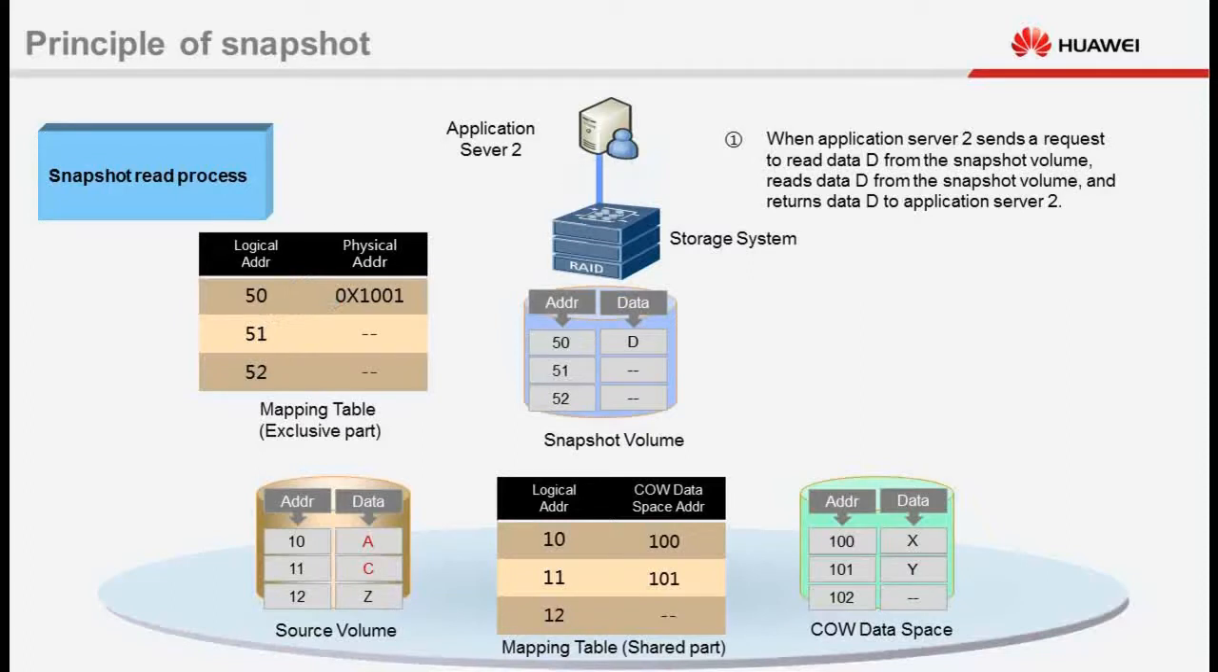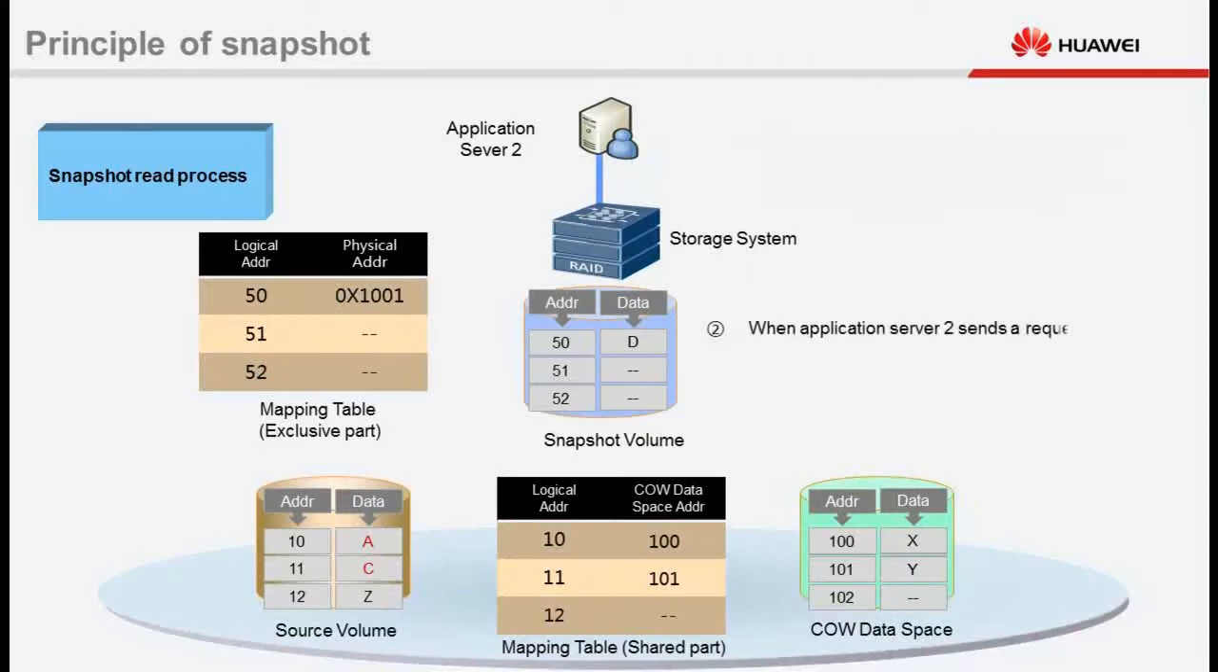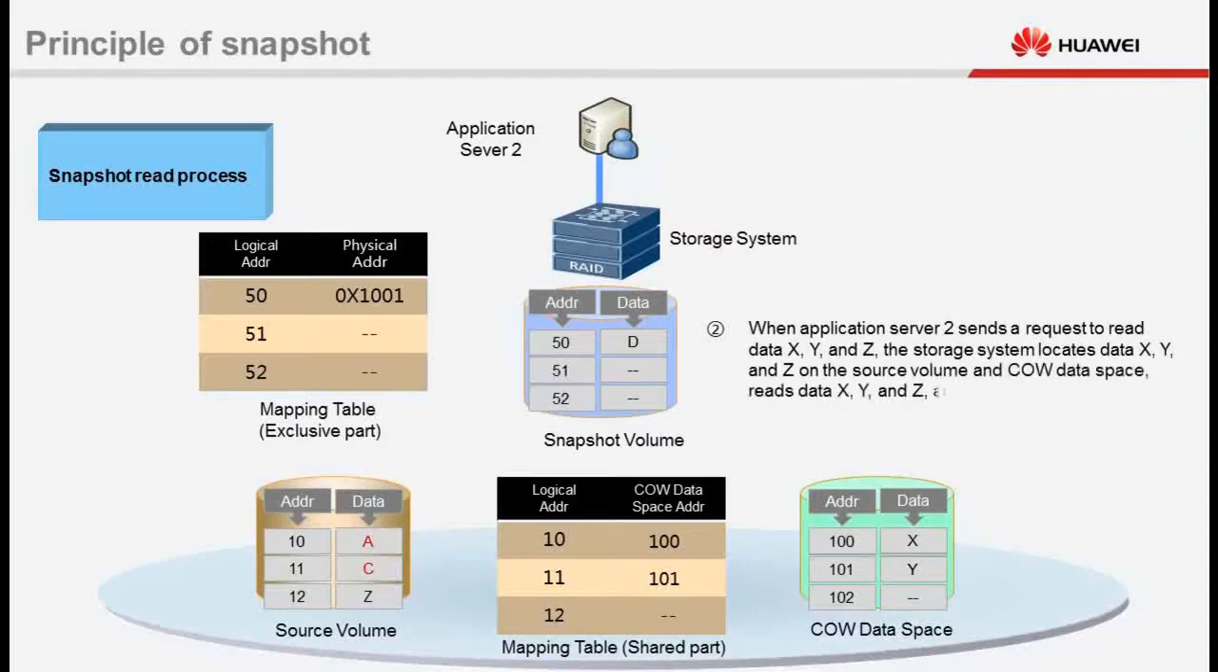When application server 2 sends a request to read data X, Y, and Z, the storage system queries the exclusive part of the mapping table. If the storage system finds that the desired data is not on the snapshot volume, the storage system queries the shared part of the mapping table, locates data X, Y, and Z on the source volume and COW data space, reads data X, Y, and Z, and returns the data to application server 2.